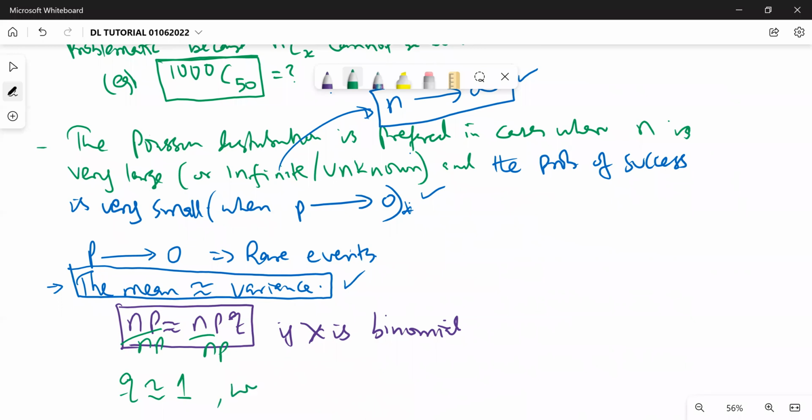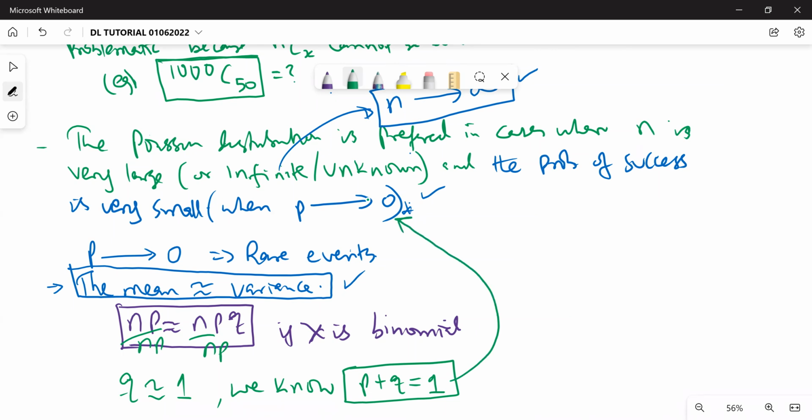And we know that p plus q is always equal to 1. This is only true if p is very close to 0. When this is true, then that one will be true, because if q is very close to 1, then p must be very close to 0. And those are the scenarios which call for the application of the Poisson distribution.